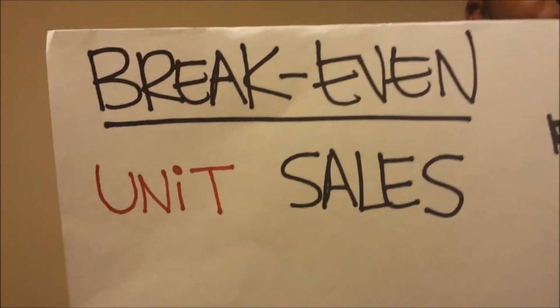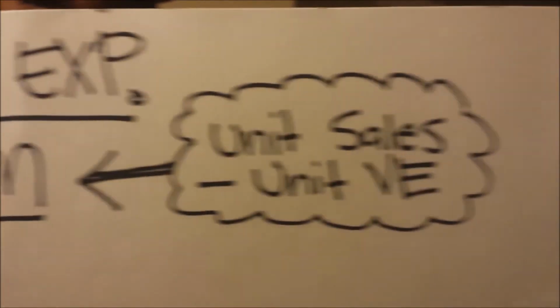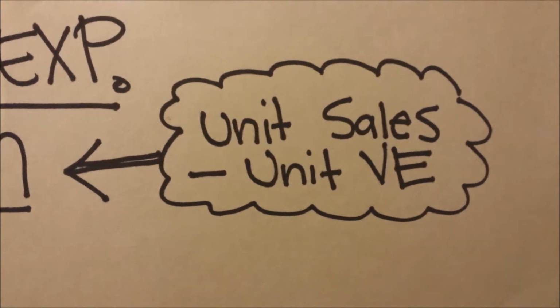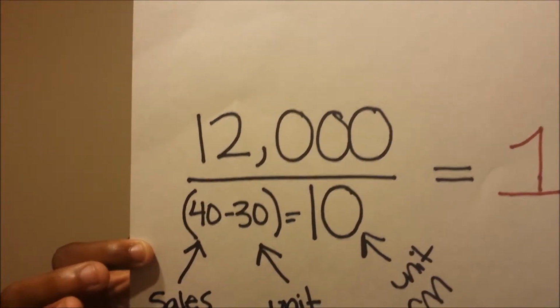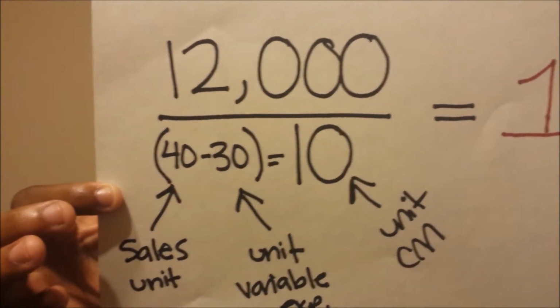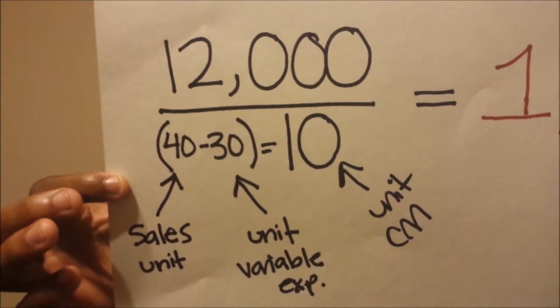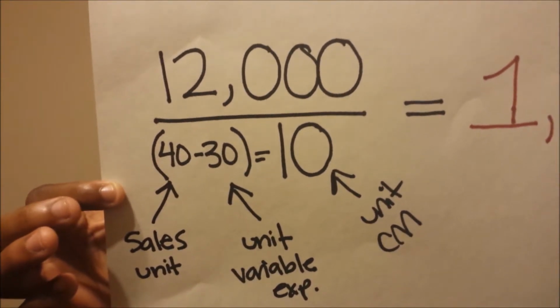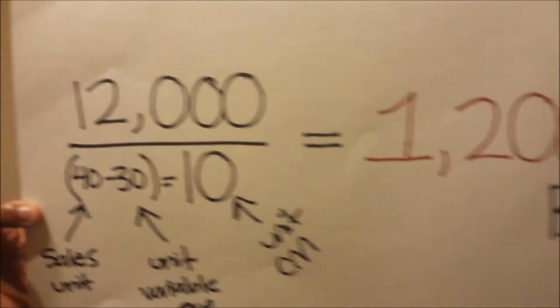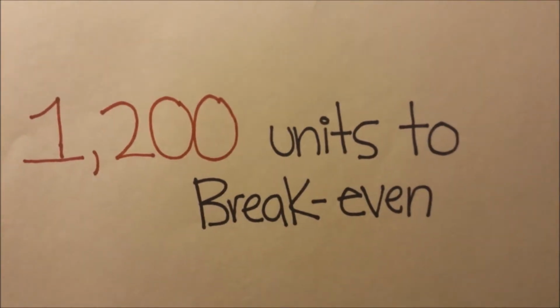I'm going to show you how to break even in unit sales. The formula is fixed expenses divided by the unit contribution margin, which you can find by unit sales minus unit variable expenses. From the table, we know fixed expenses is $12,000. The sales in units is 40, and the unit variable expenses is 30, which makes the unit contribution margin 10. 12,000 divided by 10 is 1,200 units to break even.